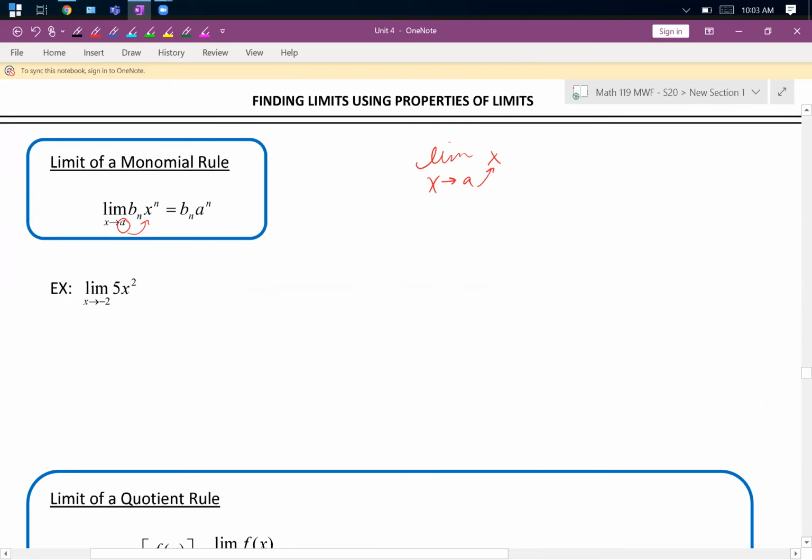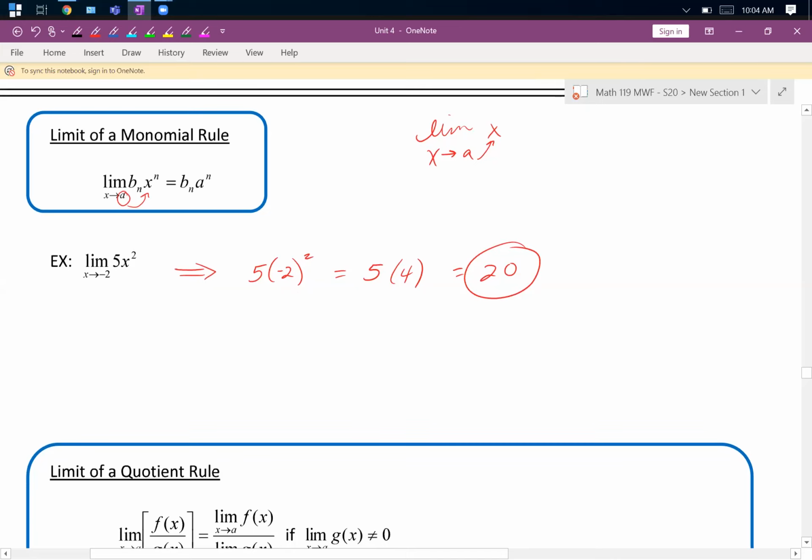So if we want to find the limit as x approaches -2 of 5x squared, we're just plugging -2 in for x and cleaning it up. 5 times -2 squared. The limit is 20. And that should make sense for us.